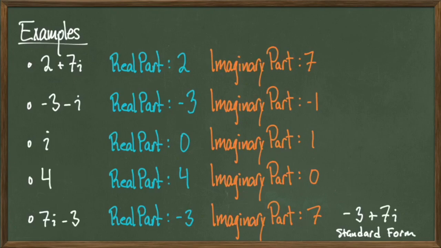That comes out to be negative 3 plus 7i. So now that we understand complex number anatomy, we can go ahead and start talking about what it means to add and subtract complex numbers from one another. It's pretty straightforward because essentially all we're doing is combining like terms. And we're always doing this with respect to the imaginary number i.